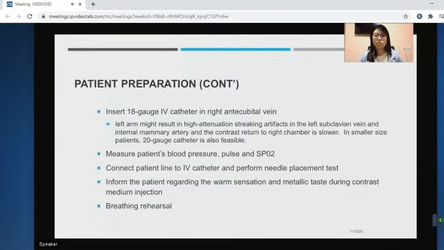Always measure the patient's blood pressure, pulse, and SpO2 at the start to check if the patient is a good candidate. Always do a needle placement test to make sure the patient and the line are good. Always inform our patients about the breathing instructions and also the sensation of our contrast injection so that they are mentally prepared and will not get too nervous, which would affect our heart rates.